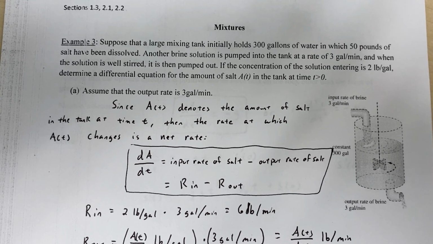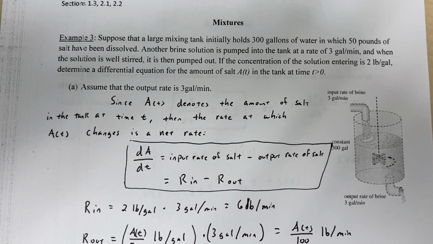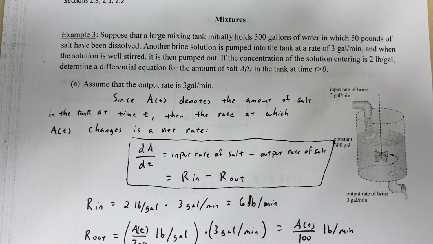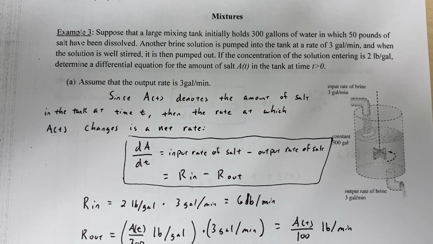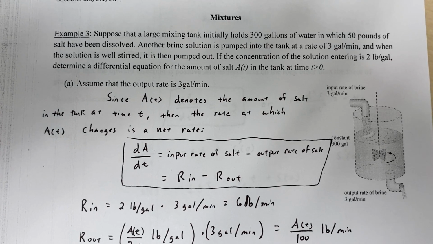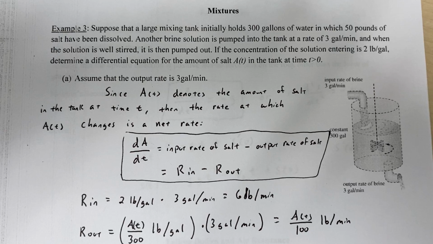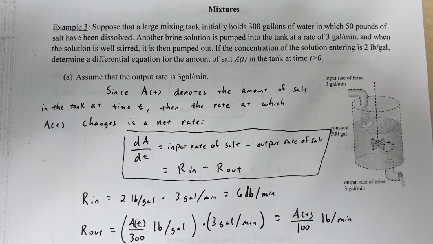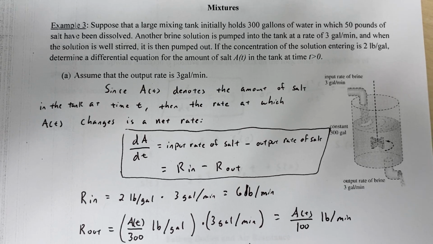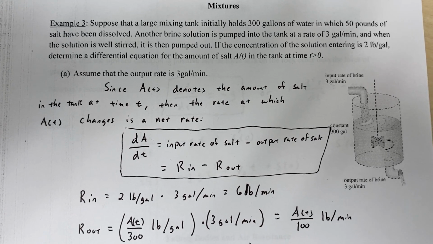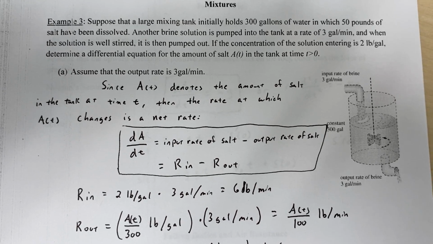Example 3. Suppose that a large mixing tank initially holds 300 gallons of water in which 50 pounds of salt have been dissolved. Another brine solution is pumped into the tank at a rate of 3 gallons per minute. When the solution is well stirred, it is then pumped out. If the concentration of the solution entering is 2 pounds per gallon, determine a differential equation for the amount of salt A(t) in the tank at time t > 0. So we're going to assume that the output rate is going to be 3 gallons per minute.